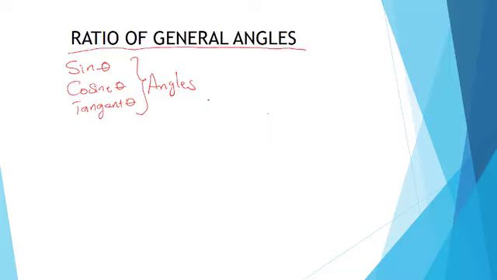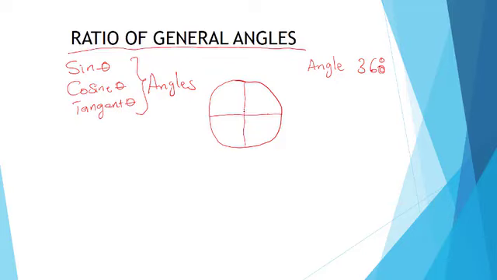Today I want us to go into the ratio of general angles. When you talk about ratio, we want to talk about quadrants of angles and their respective values. Let's say, for instance, this is a circle. The total angle that makes up a circle is 360 degrees. Let's assume we divide the circle into 4 equal parts. One of these parts will be 360 divided by 4, which equals 90 degrees.